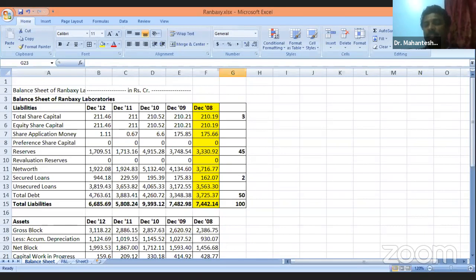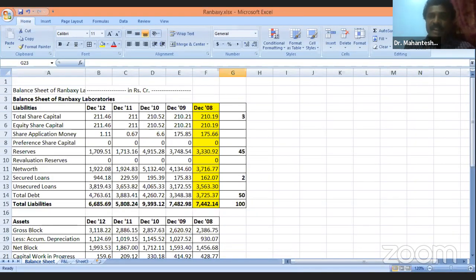Rather, if you say the total liabilities of the company for the financial year 2008 is about 7,500 crores, of which 50% comes from the total debt and 45% comes from the reserves and surplus, and another 5% comes from equity and other liabilities for the company. And there are only 3-4 components. 50% is total debt, 45% is reserves, remaining 5% comes from equity share capital and other liabilities. So 100% of total liabilities equal to 7,500 crores. This is very easy to remember.